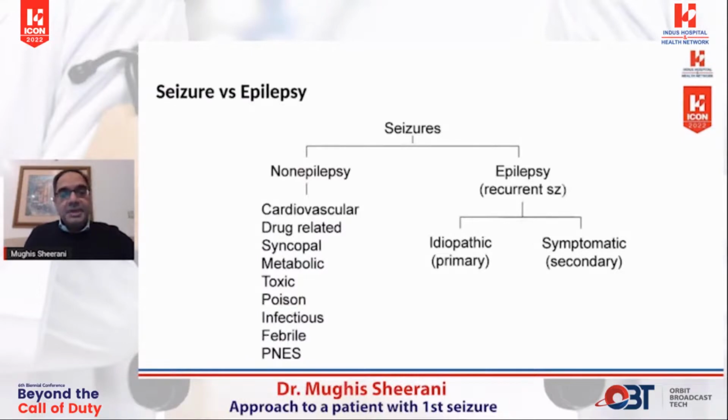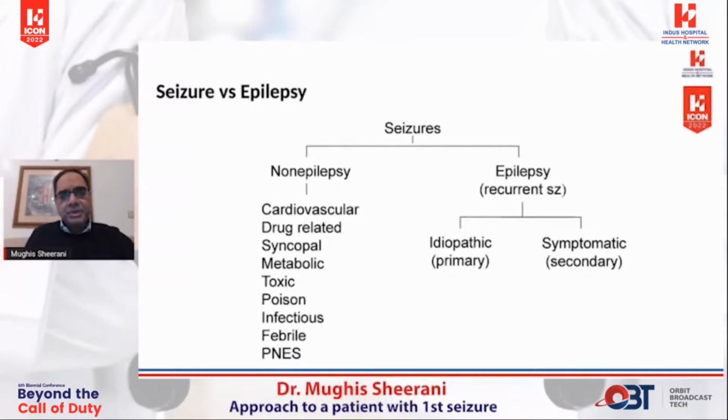Once you see a person with a seizure and it's the first seizure, you need to define whether this is an epileptic seizure or whether it is a non-epileptic event. And that is the most important part. This will be defined by good history and a physical examination.